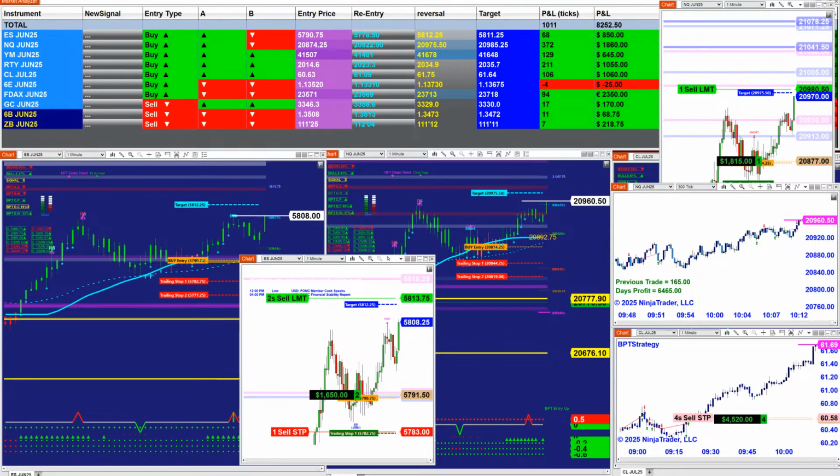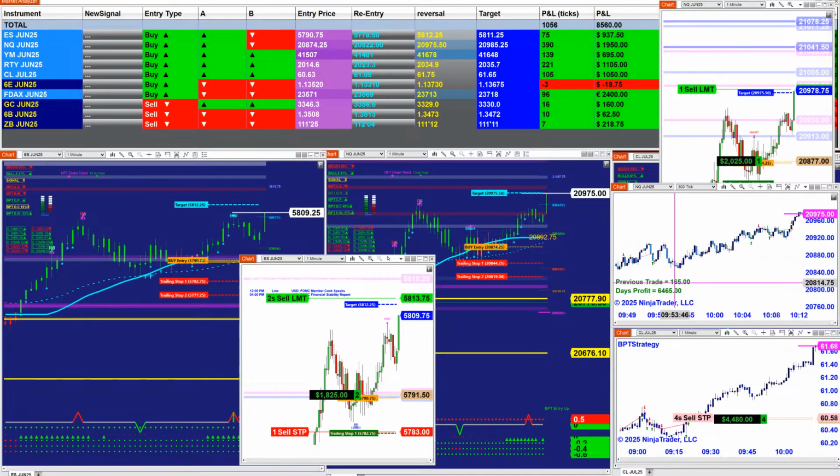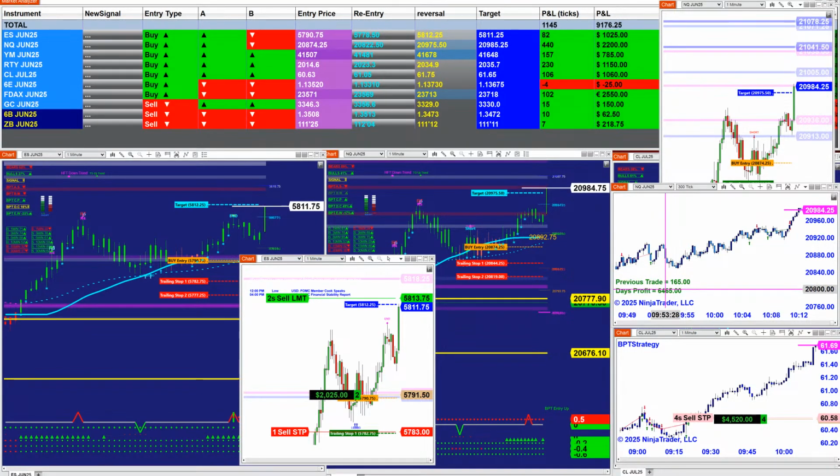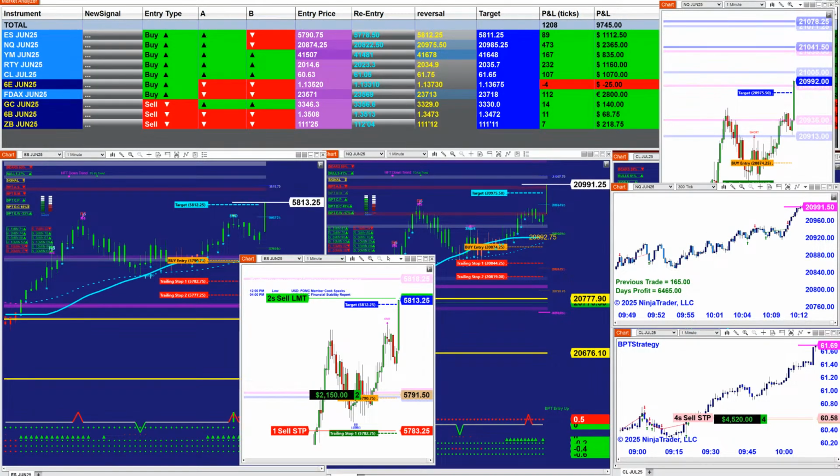And now we are at 6,465 on the Nasdaq scalping based on one contract. You can see the number. On the last trade it was 165, and now we have 6,465, and this ES is about to hit the target.